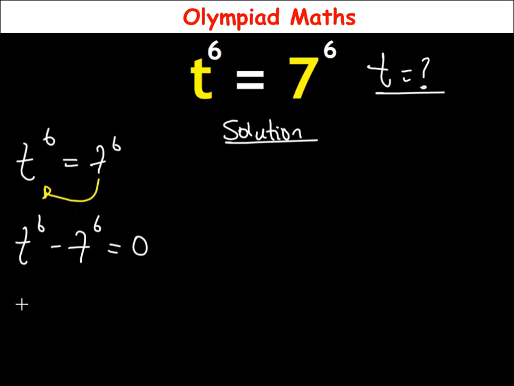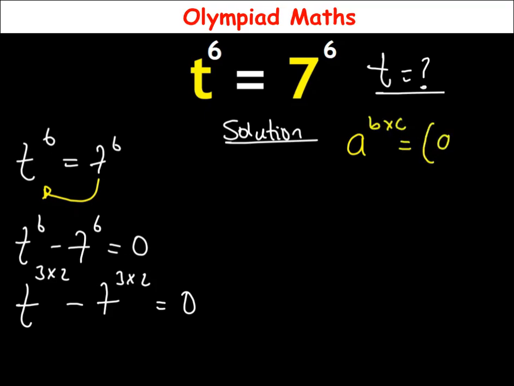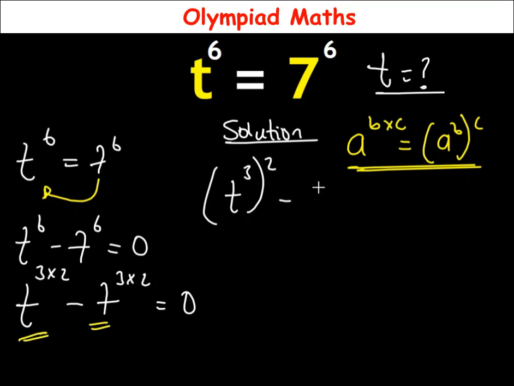At this junction, we have t, 6 can be written as 3 times 2, then minus 7, 6 can be written as 3 times 2, is equal to 0. At this junction, if you have a raised to power b times c, this can be written in the form of, in brackets, a raised to power b, power of c. So applying this here and here also, what we then have is, in brackets, t raised to power 3, power of 2, minus, in brackets, 7 raised to power 3, power of 2, is equal to 0.